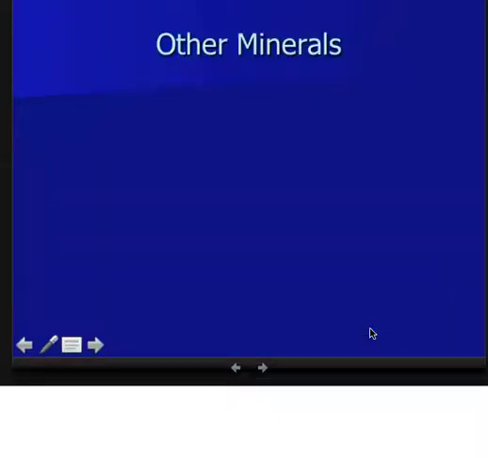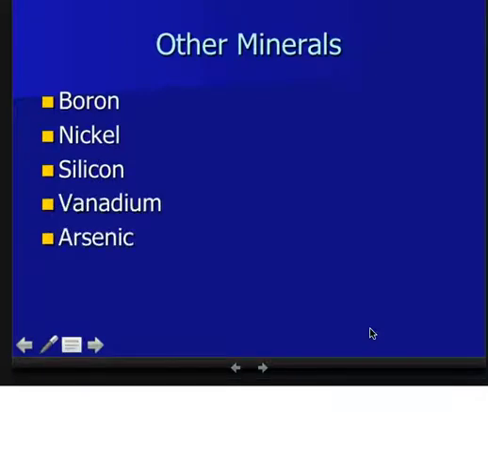Okay, some other minerals of note are boron, nickel, silicon, vanadium, arsenic. Believe it or not, we need a little bit of arsenic. Too much will kill you, but trace amounts are important.